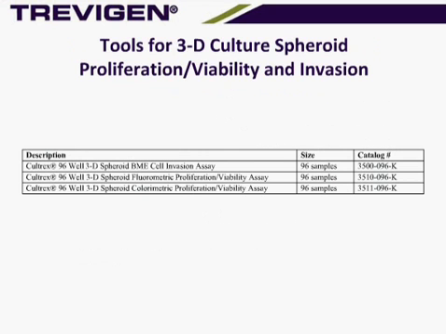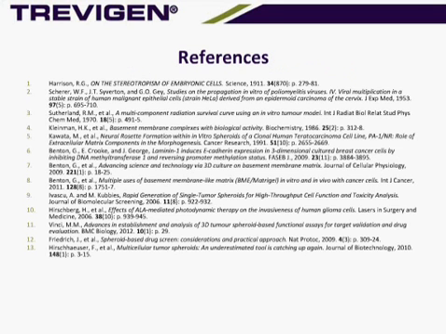And here's just a summary of the tools we have available for 3D culture, spheroid proliferation/viability, and invasion. I've also included a set of references here. This goes back to our timeline, as well as a few references at the end which aren't included in the timeline, but are very good reading material on spheroids, more recent papers and reviews.